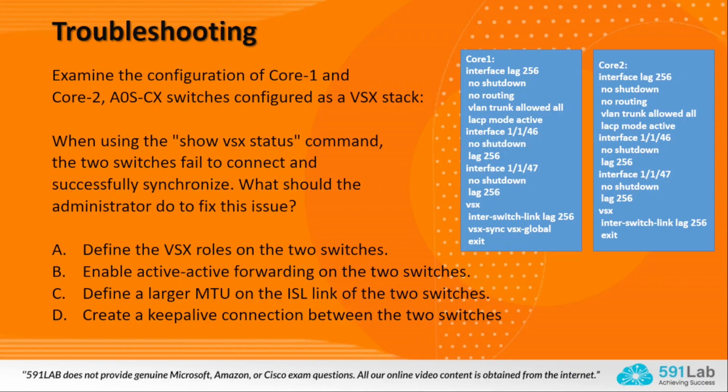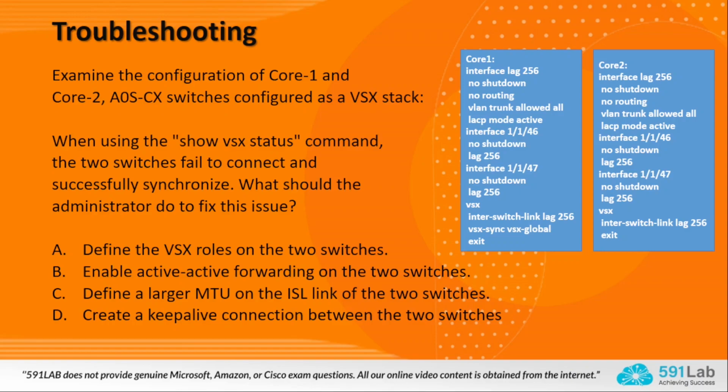Okay, now we'll go through these configs. Under Core 1, they are defining interface lag 256, and it's no routing, which means it's a switch port, and for layer 2 lag. So VLAN trunk allowed all, all the VLANs are allowed in that trunk. LACP mode active. So these are common configurations under both Core 1 and Core 2. Interfaces 1/1/46 and 47 are part of lag 256, so they are members of this lag 256. Most probably they are the interswitch links.